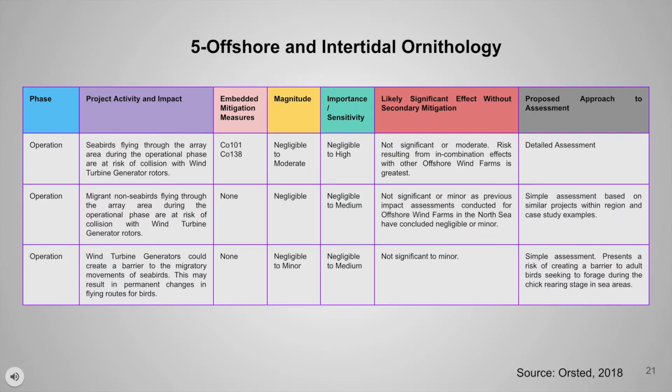In the operation phase, there is a collision risk. Seabirds flying through the area during the operational phase are at risk of collision with wind turbine generator rotors and associated infrastructure. The result of such collisions may be fatal to the bird concerned. It has negligible to moderate magnitude and negligible to high importance. Its likely significant effect is between not significant and moderate, as initial consideration of collision risk highlighted it as a key consideration for the Hornsea project. Risk resulting from in-combination effects with other offshore wind farms is greatest.